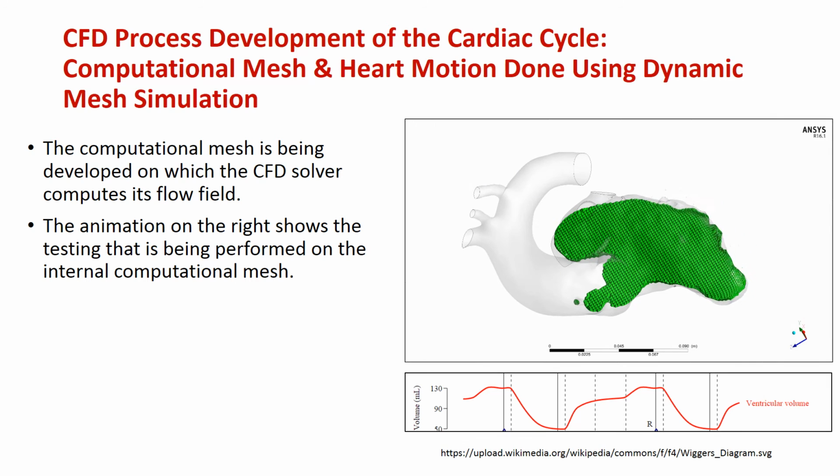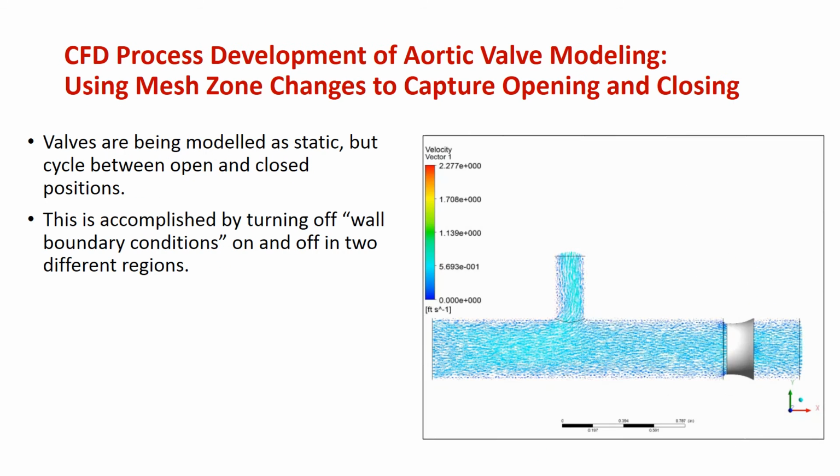Currently, the cardiac cycle and the heart motion follow a sinusoidal motion. This is being used to validate the mesh deformation. For final simulation, this will be adjusted to match the ventricular volumes as observed in reality.